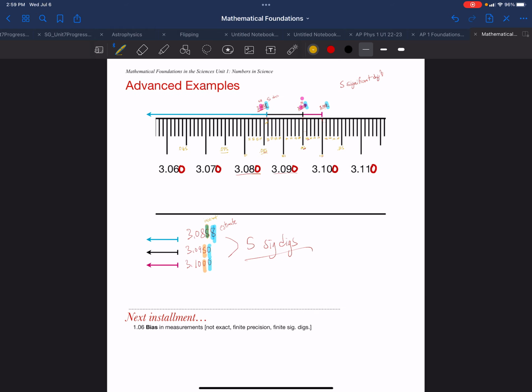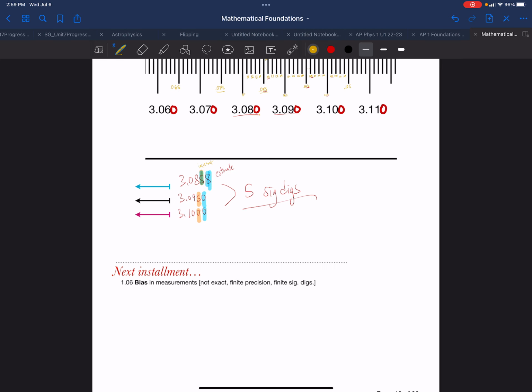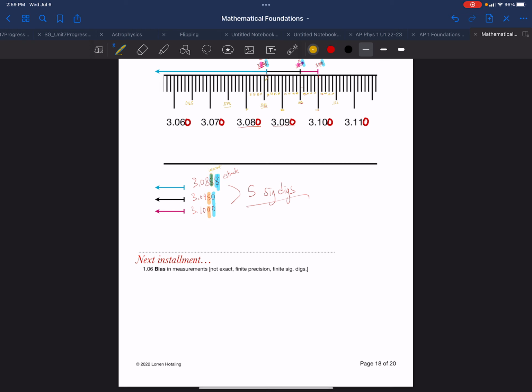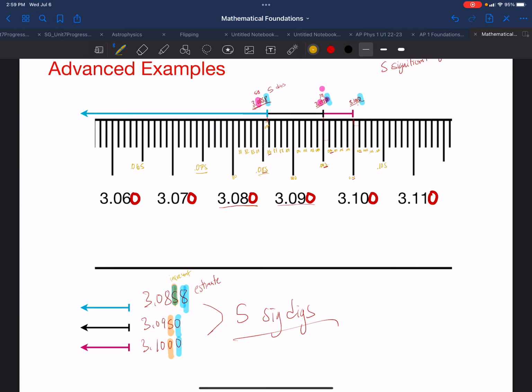In our next installment, we will talk about bias in measurements. When there are judgments to be made, it is possible for there to be bias. In the next installment, we'll talk about how to avoid bias in measuring and estimating scientific quantities.